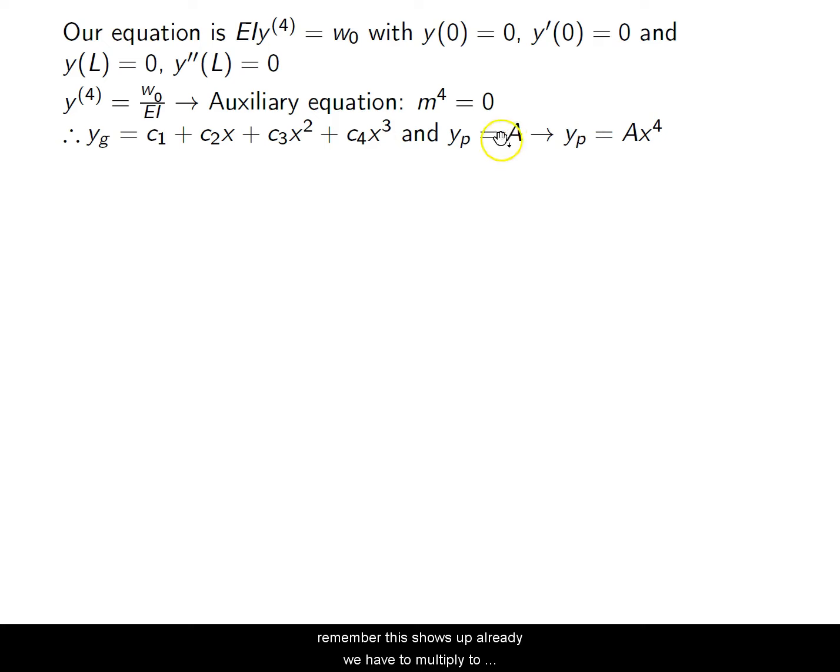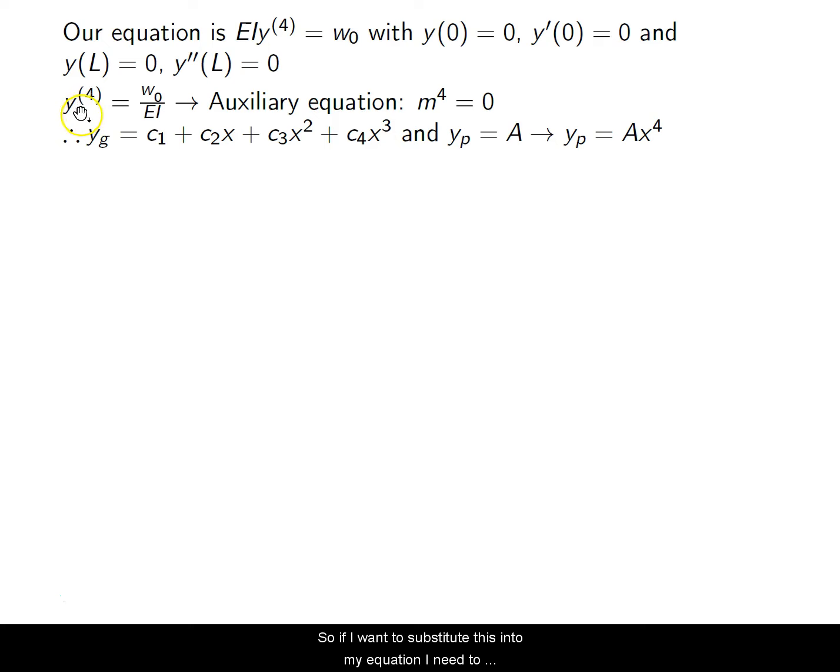Remember, if this shows up already, we have to multiply to get rid of the multiplicity, because this is a particular solution and this is a general solution. They can't have the same thing going on here. They have to be linearly independent from each other. So this is the form of what I have.